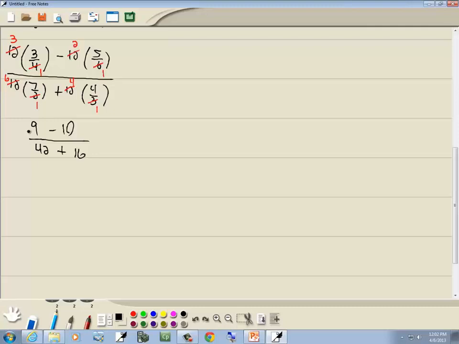Always in math, combine like terms, combine numbers. 9 minus 10 is negative 1. And 42 plus 16 gives us 58. Now actually, that's as simple as it gets, so that would be our answer. But let me go ahead and write down our other steps.